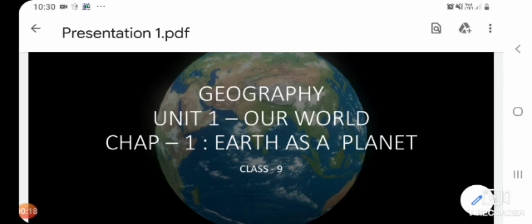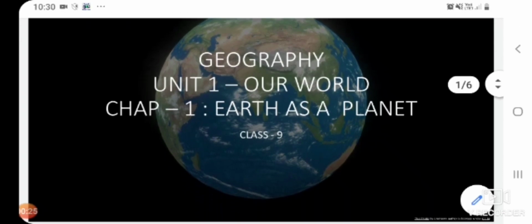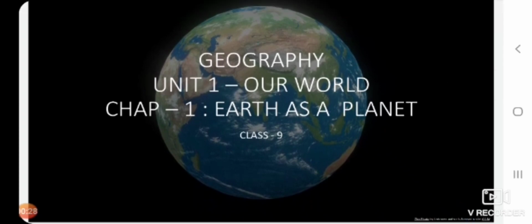So children, today let's get started with the first unit, which is our world. Your first chapter will be our world, and the name of the lesson is Earth as a Planet. In this unit 1, our world, you have 3 chapters. The first lesson is about Earth as a planet. The second chapter talks about the geographic grid, latitudes and longitudes, and the third one is rotation and revolution.